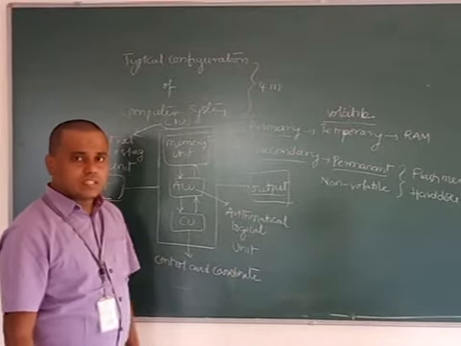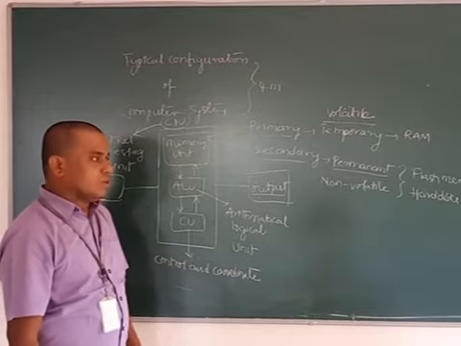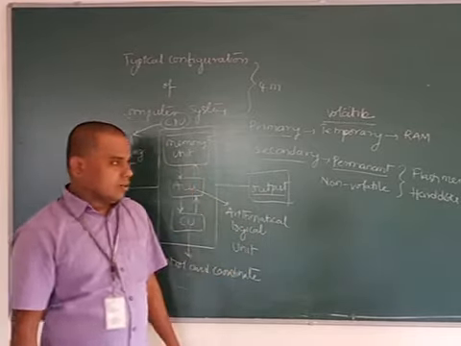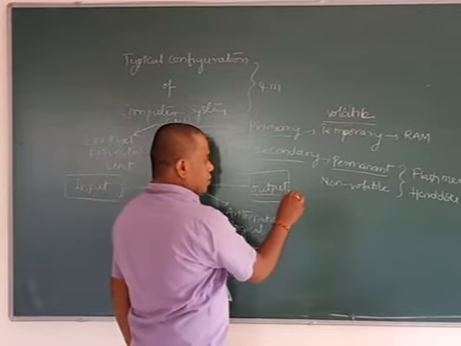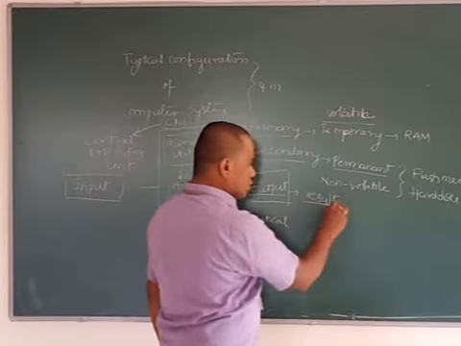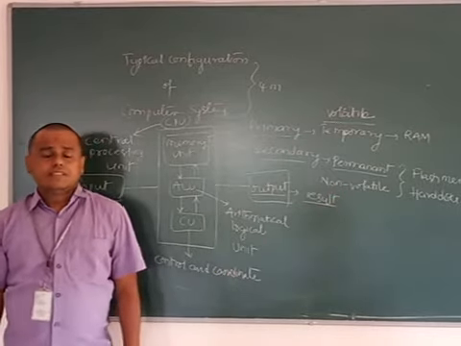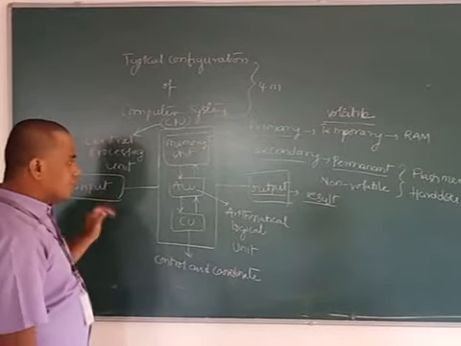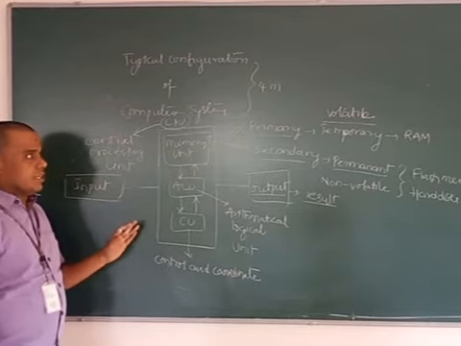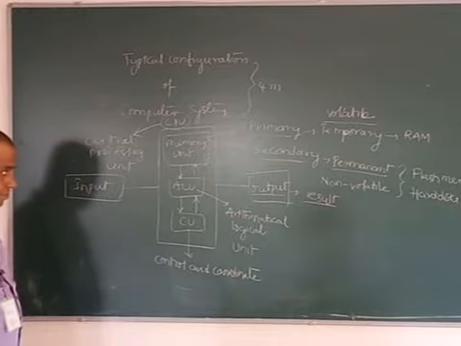Then the last level, the output unit. An output unit is designed to produce the result or output, that is, the result of the transaction done by the user. So these are the functional components of the computer system.